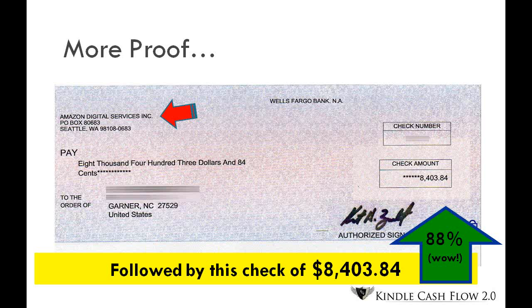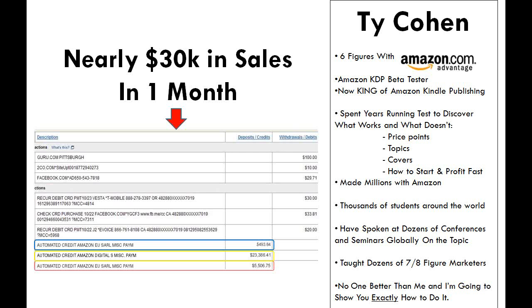And I said I need to focus on this because I can really grow this into something that provides a substantial amount of income on a regular basis. And that's what I've done ever since. I haven't looked back. All right. Now, here's a recent bank statement of mine where in just 1 month, nearly $30,000 in sales. Now, let's talk about who I am here.